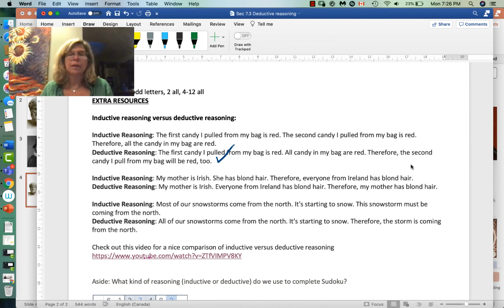You can't really say that. But deductive reasoning: my mother's Irish. Everyone from Ireland has blonde hair. Therefore, my mother has blonde hair. Well, that makes sense.